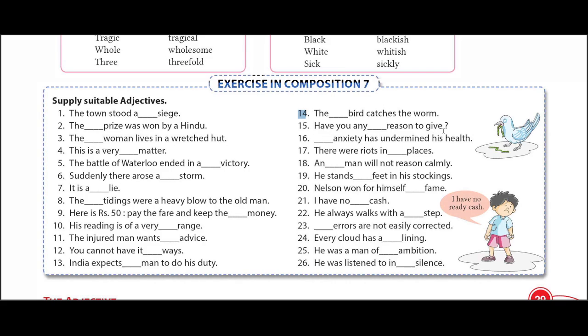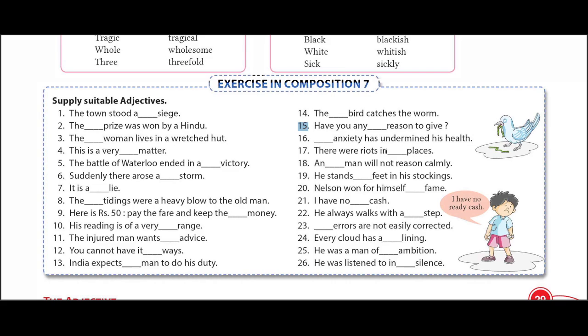Have you any dash reason to give? A valid reason, a good reason, a solid reason, a convincing, a legitimate reason. Dash anxiety has undermined his health. Chronic anxiety, persistent anxiety, constant, severe anxiety. But I think chronic is a fitting adjective in this context.